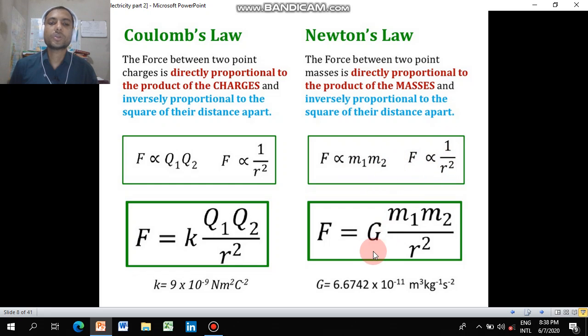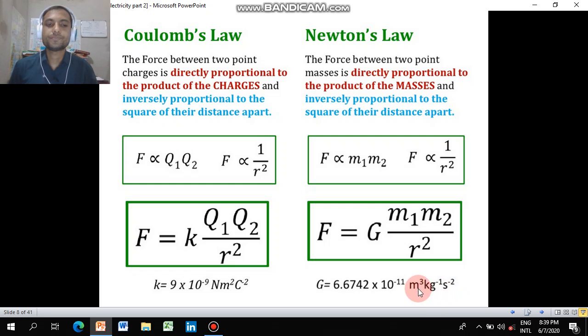Combining these two equations, we get F equal to G into m1 m2 by r square, where G is the gravitational constant, and its value is 6.6742 into 10 to the power minus 11 m cube per kg per second square.